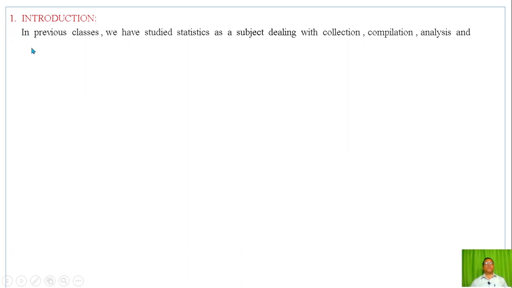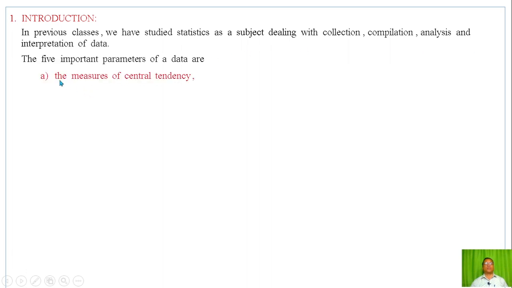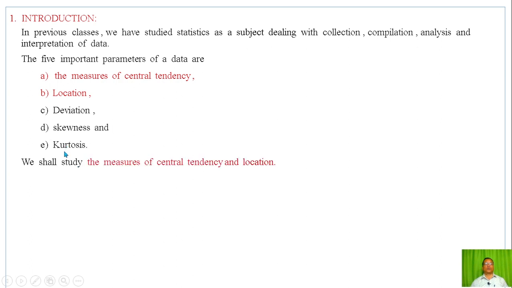1. Introduction. In previous classes, we have studied statistics as a subject dealing with collection, compilation, analysis, and interpretation of data. The 5 important parameters of a data are the measures of central tendency, location, deviation, skewness, and kurtosis. We then study the measures of central tendency and location.